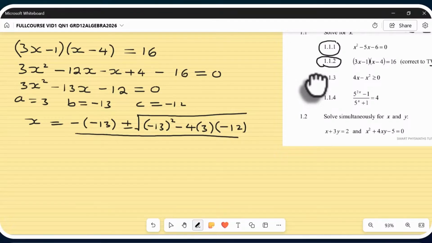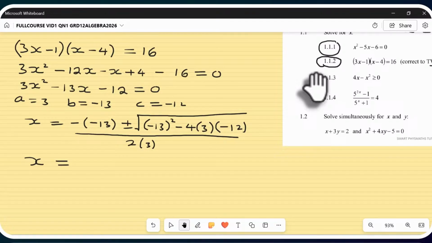If I use a positive, what will you get on your calculators? I have 13 plus the square root of 13 squared minus 4ac, where our a is 3 and c is negative 12, then divided by 6. So here it gives me 5.12. So 5.12 is my first answer.